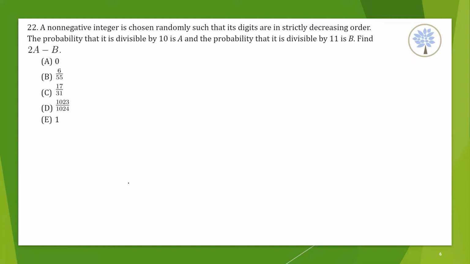All right, let's talk about problem number 22. Problem 22 reads: a non-negative integer is chosen randomly such that its digits are in strictly decreasing order. The probability that it is divisible by 10 is A, and the probability that it is divisible by 11 is B. Find 2A minus B.